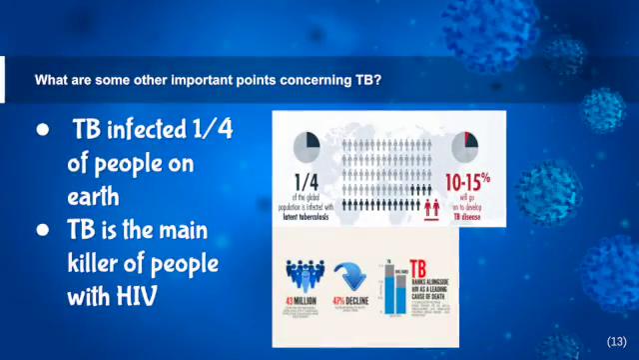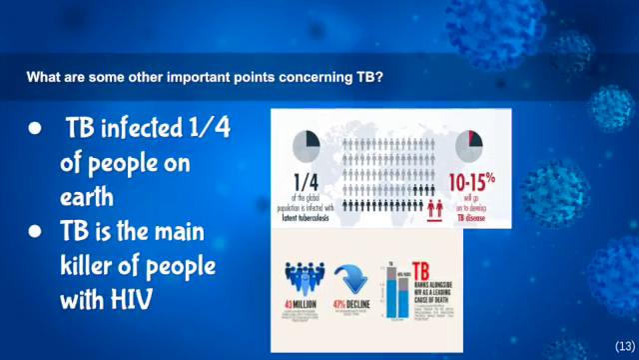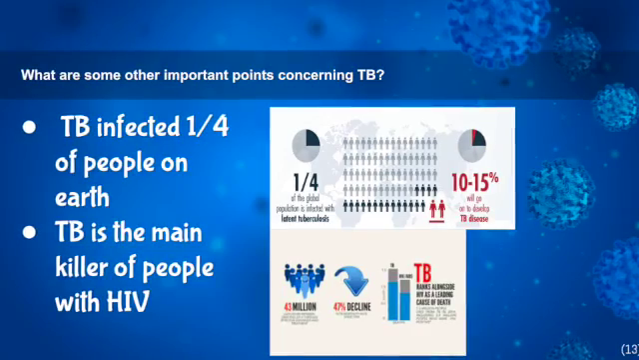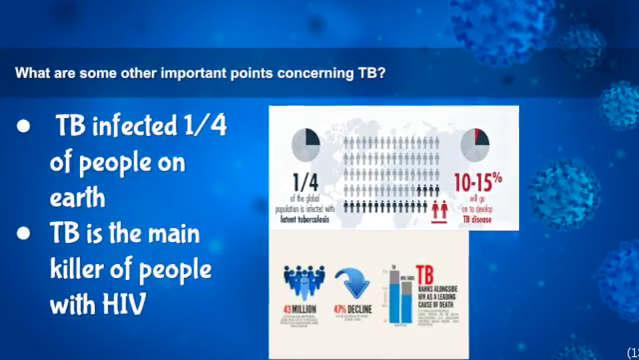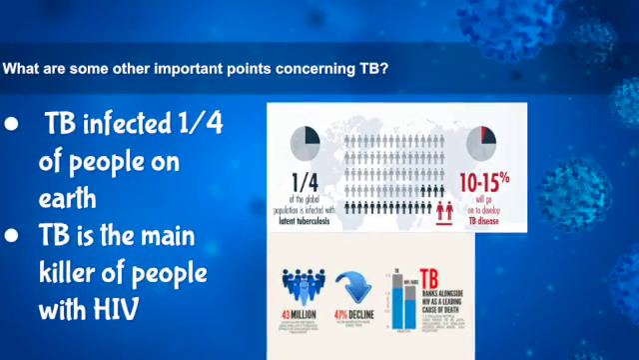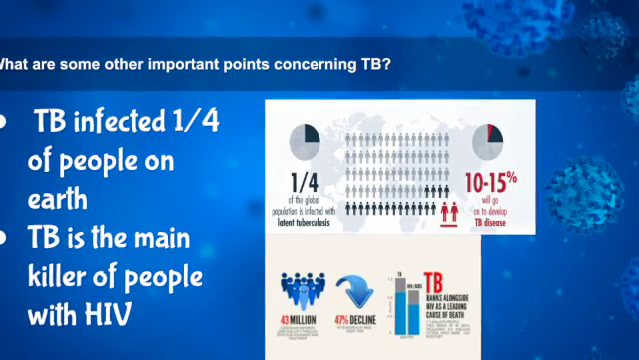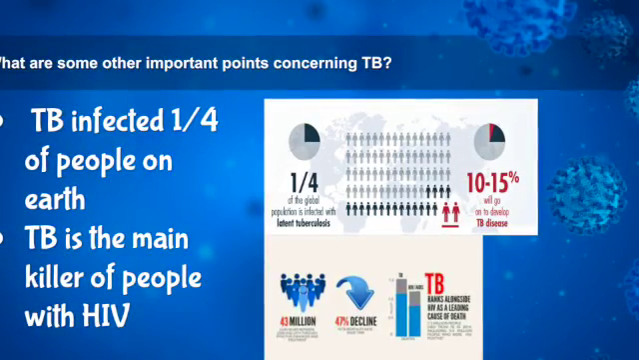What are some other points concerning TB? So some points concerning TB are that 1/4 of the people on Earth are infected with TB. Also, TB is a leading killer of people who have HIV. And another one that I haven't mentioned is that almost 10 million people around the world became sick with TB in 2014.